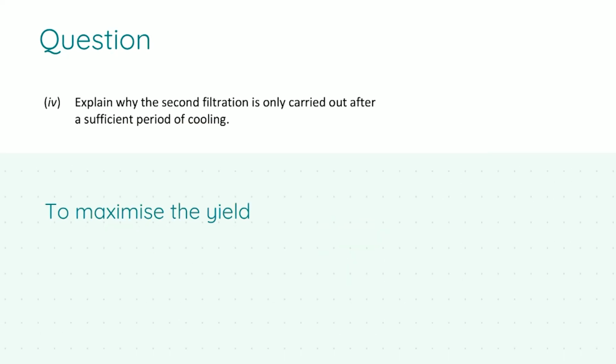Part 4 of part A, with the benzoic acid, they're asking us why the second filtration is only carried out after a sufficient period of cooling. So this is to maximize the yield. When you're recrystallizing, of course, there's going to be more dissolved in the solution at higher temperatures. So there are more benzoic acid crystals in solution and not in their crystal form at the higher temperatures. Once you bring it down to lower temperatures, you get as much benzoic acid out of it as possible. So it's going to maximize the amount of benzoic acid you get out.